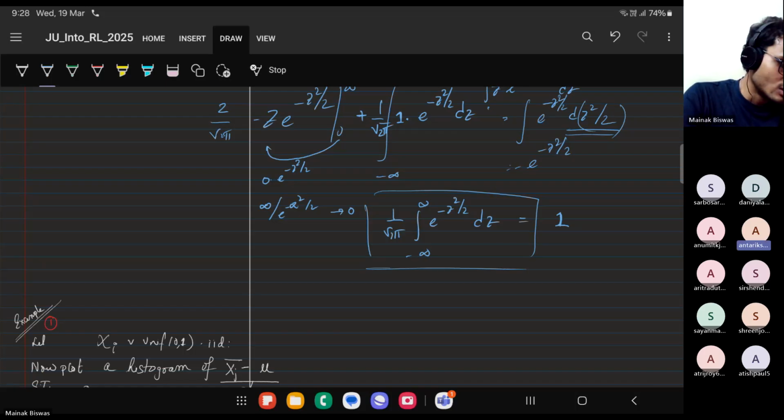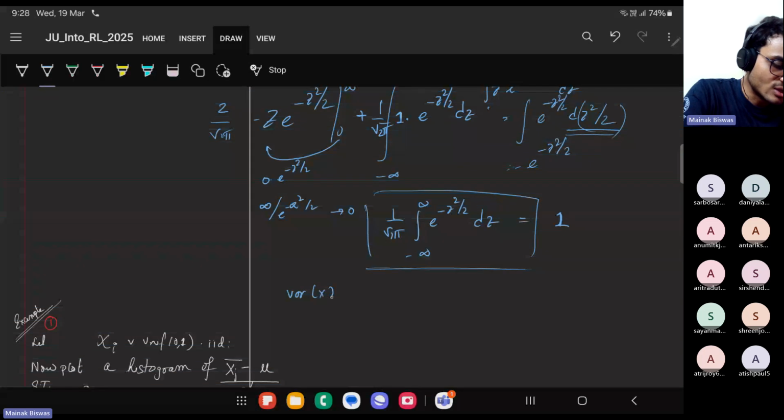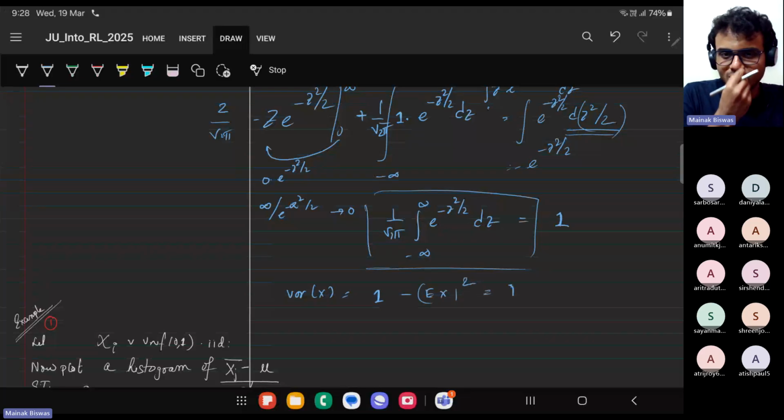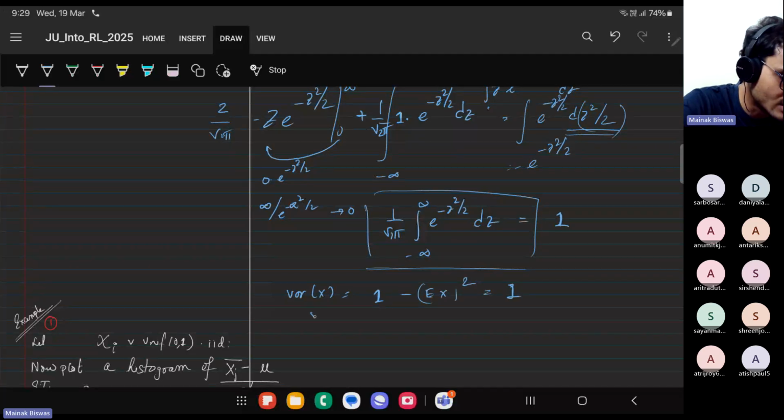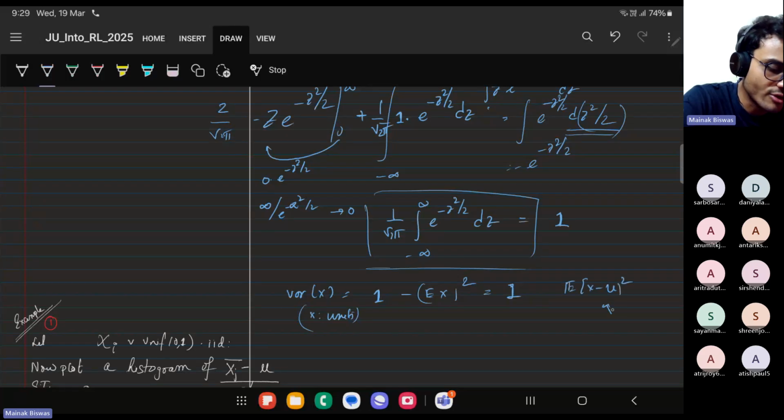Fine. So yes, the variance of x is going to be 1 minus the expected value of x whole square. This is equal to 1. So all this while we have been using variance, but what is the dimension of variance? Can you tell me? If x is in terms of some units, then variance is the expected value of x minus mu whole square, right? So it's unit square, yes or no?